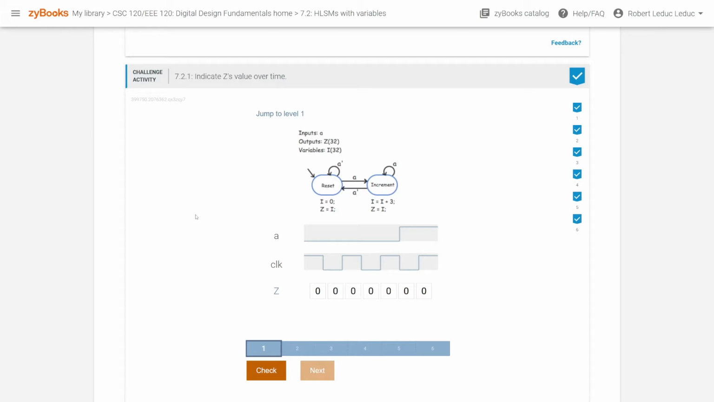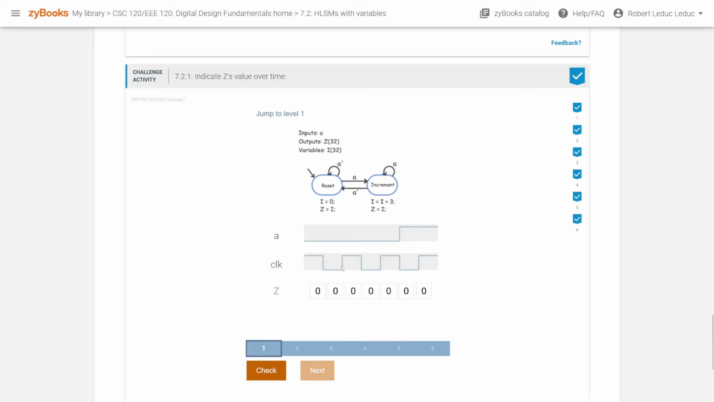So if we look at the first problem here, we see that we are given a high-level state machine with two states, reset and increment. And before the first rising edge of the clock cycle, we are going to be in the initial state, which is the reset state. And in the reset state, we see that variable I is given a value of 0. And since the output Z is set equal to I, we know that Z will have a value of 0 as well.